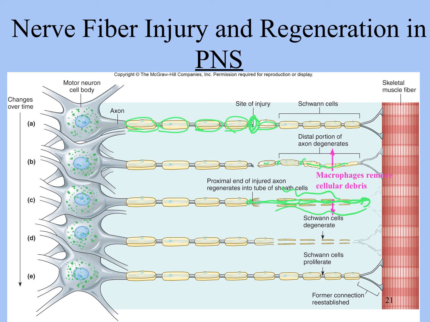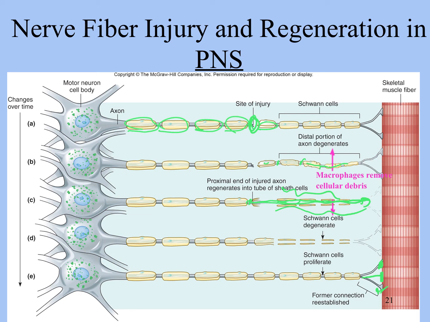Okay, now when it grows back to its target, it may not exactly innervate the same place. It may innervate someplace slightly different. So often when you have regeneration of axons in the peripheral nervous system, people have to relearn how to move, because sometimes those axons will target a slightly different place than where they were targeted before.